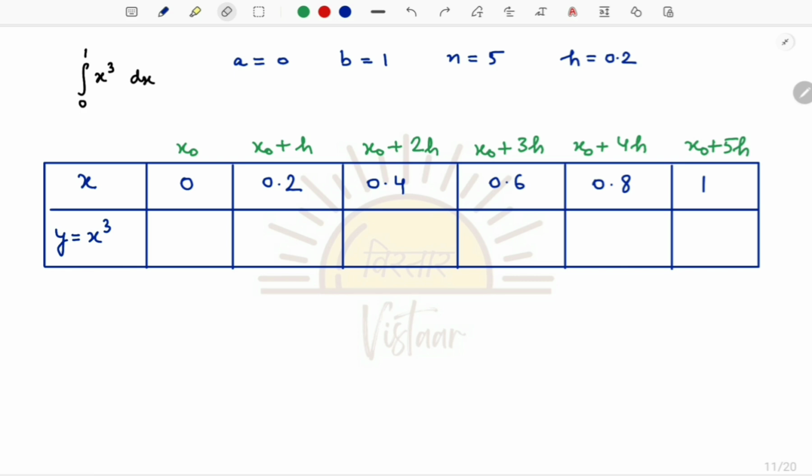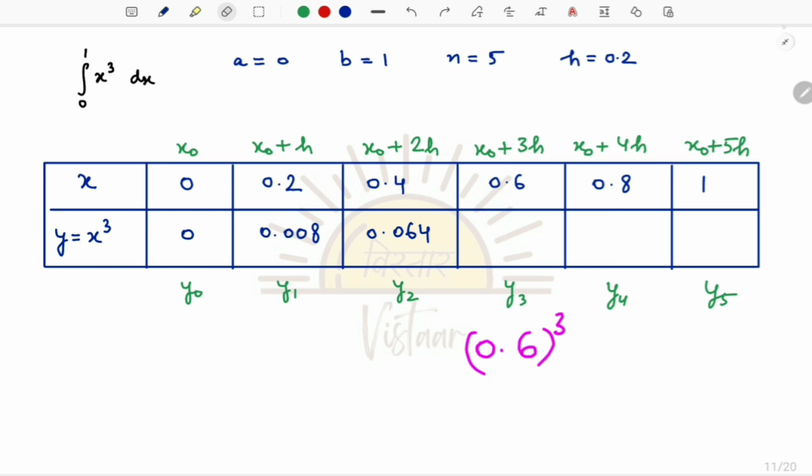Now we have to put this value of x to find the value of y. As the given function y is equal to x cube, so y0 will be x0 cube, which will be equal to 0. y1 will be cube of 0.2, which will be 0.008. In the same way, y2 will be cube of 0.4. That means 0.064. y3 will be 0.216. y4 will be 0.512 and y5 will be 1 cube, that is 1.